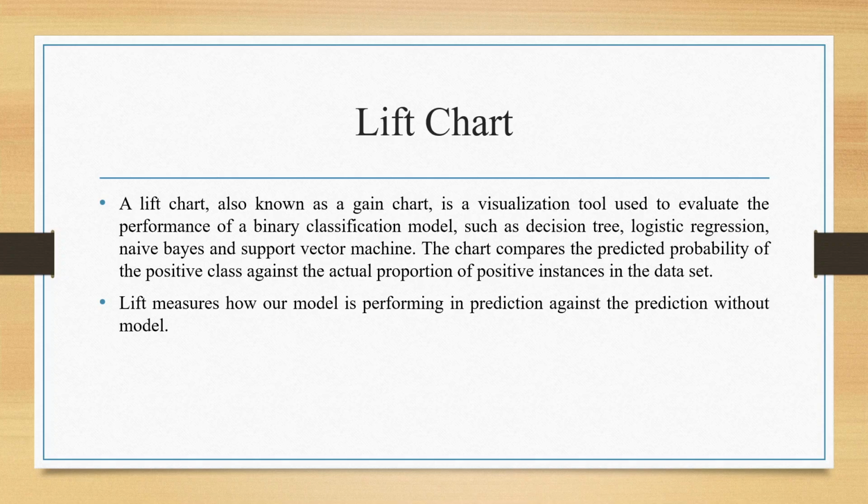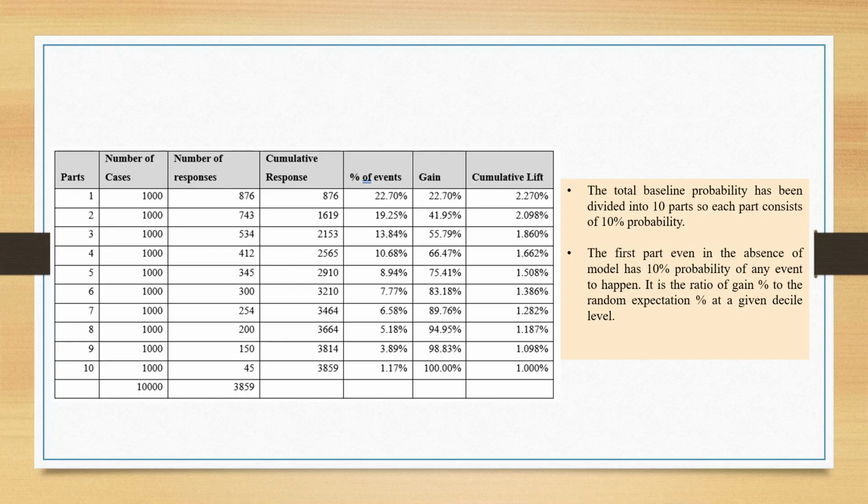We are going to generate a lift chart in this video. A lift chart, also known as a gain chart, is a visualization tool used to evaluate the performance of a binary classification model, such as decision tree, logistic regression, naive Bayes, and support vector machine. The chart compares the predicted probability of the positive class against the actual proportion of the positive instances in the dataset. Lift measures how our model is performing in prediction against the prediction without the model. You can see the example here.